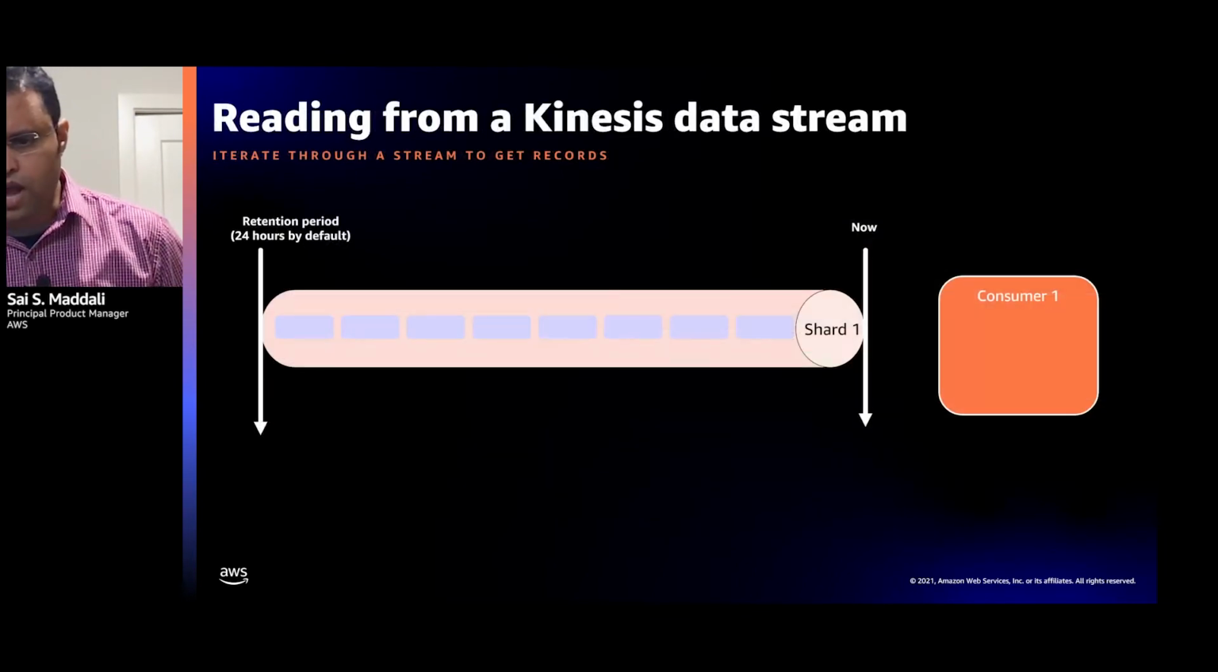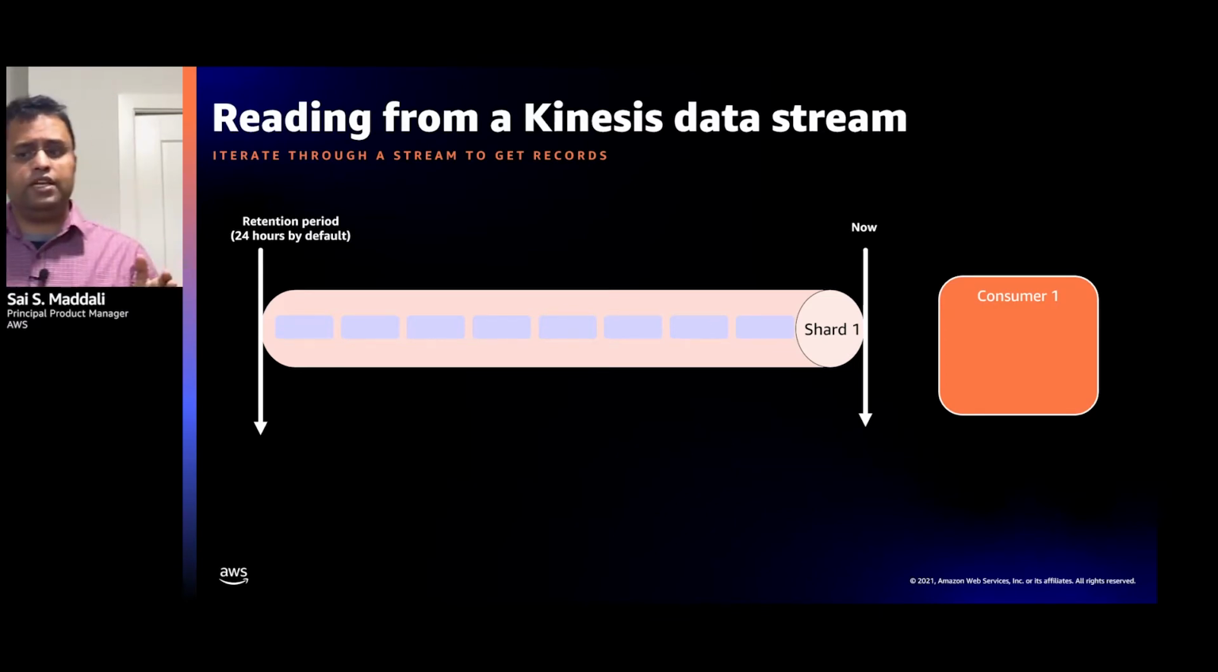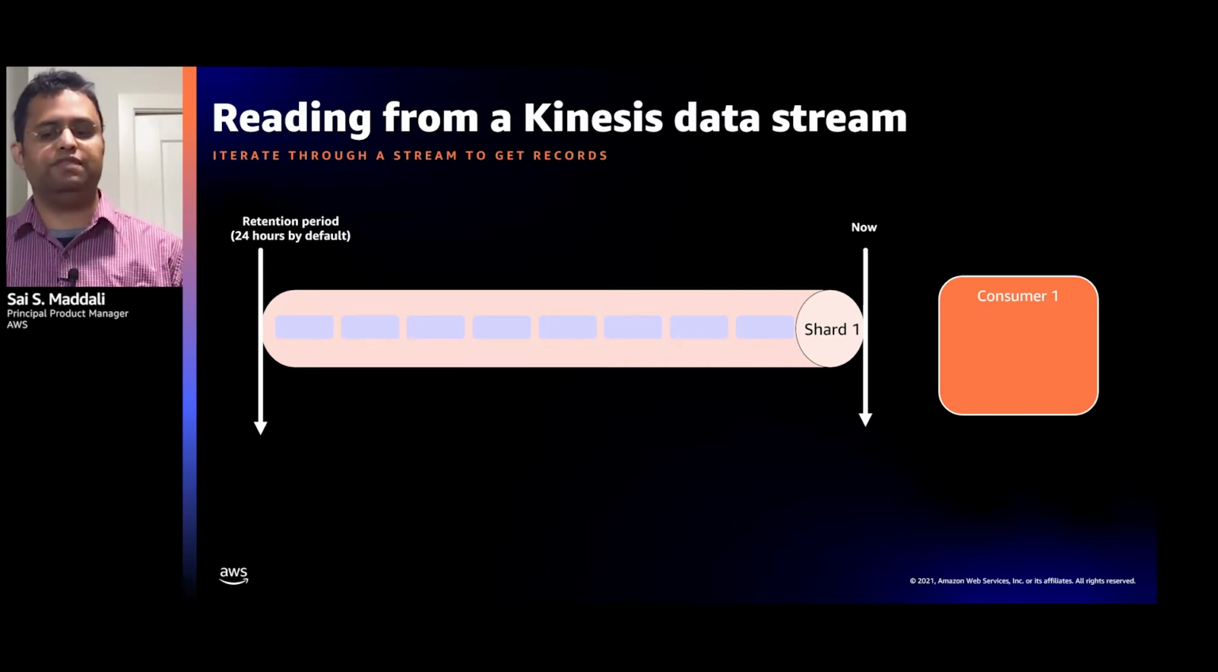Now let's talk about how you read data from a Kinesis data stream. In Kinesis data streams, all the data written is appended to an immutable log storage. All the data is stored until the end of the retention period. The default is 24 hours. However, you can extend that optionally to up to 365 days.